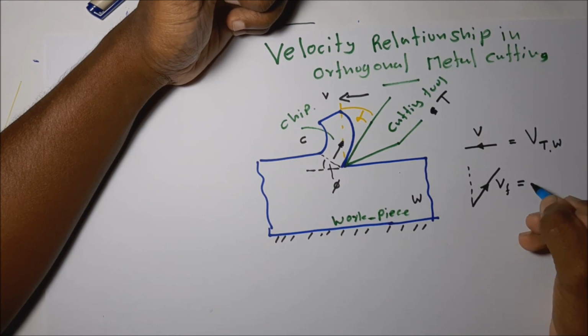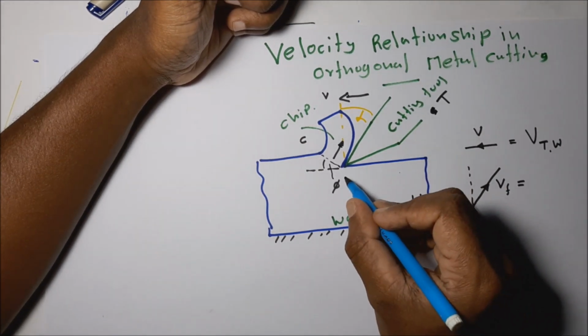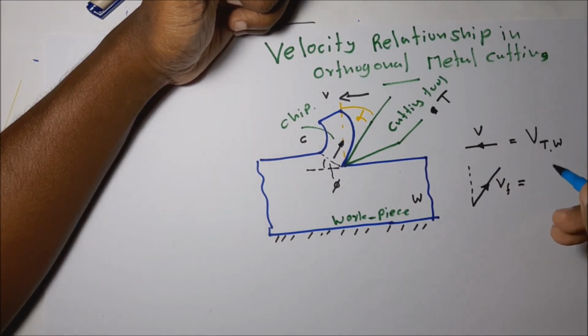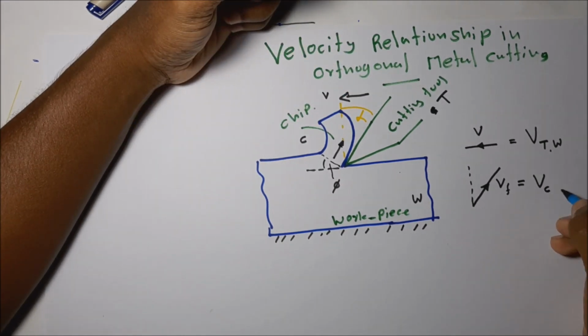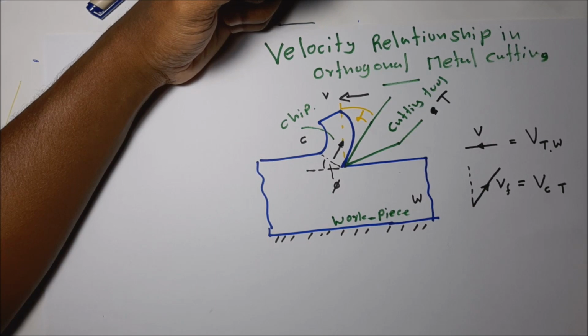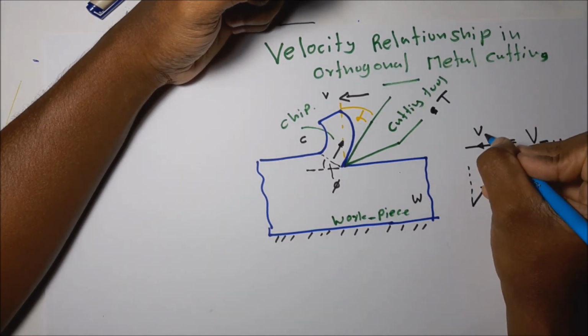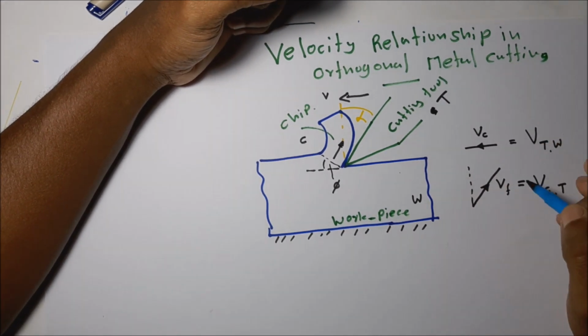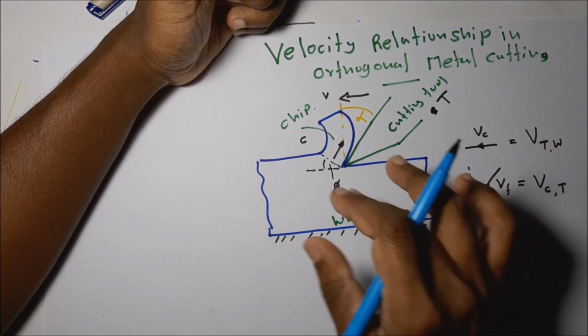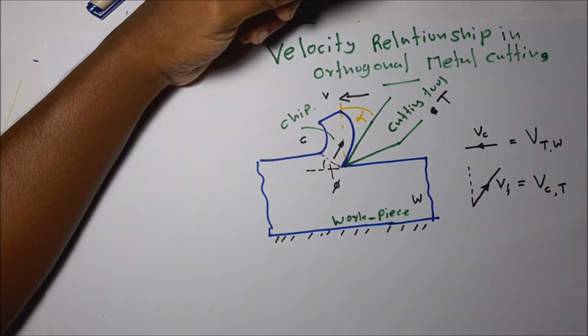Then is equal to V, the velocity of the chip with respect to the cutting tool. I am using the subscript letter c for the cutting speed. Vc means the cutting speed, Vf means the chip flowing velocity, the chip velocity with respect to the cutting tool.